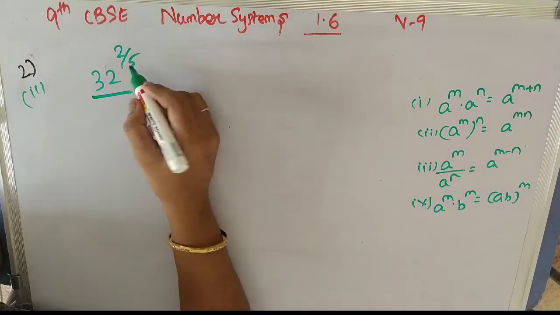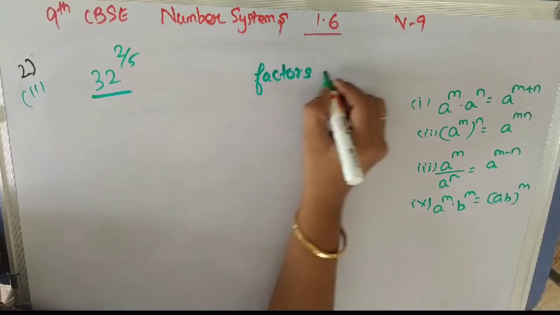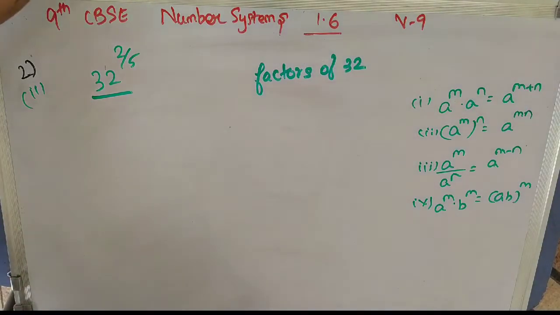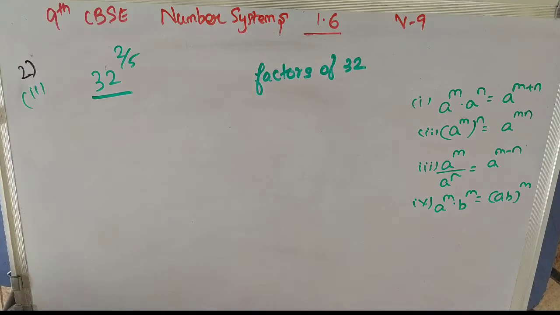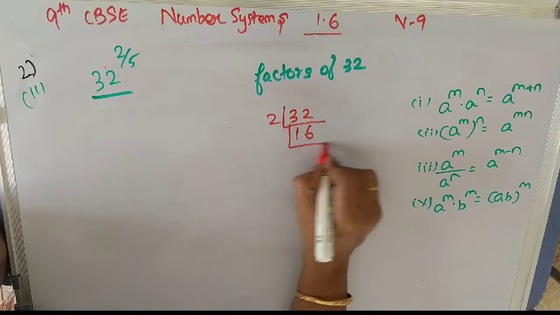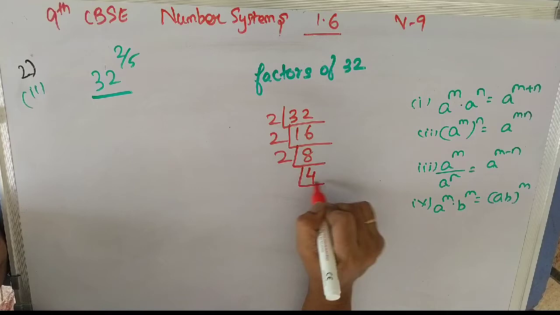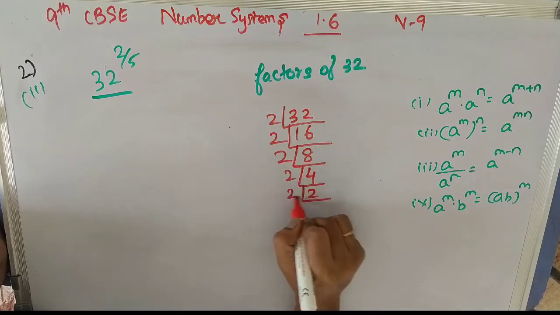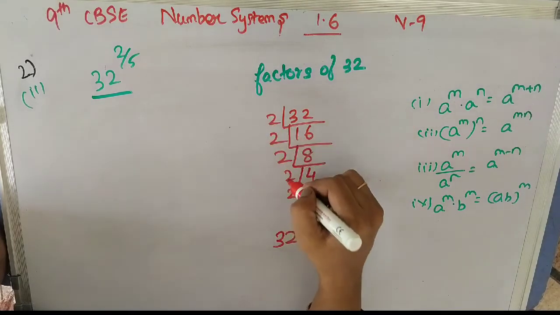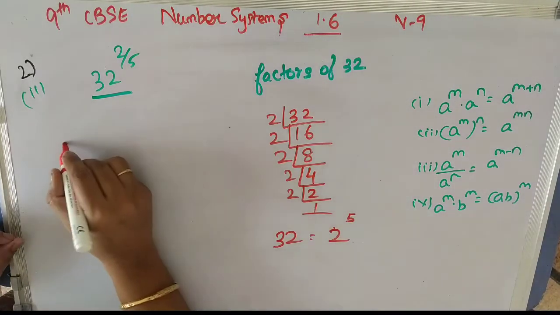Now let's go to the next question. 32 the whole power 2 by 5. First thing we have to do is find the factors of 32. So 32 divided by 2 we get 16. 16 divided by 2 we get 8. Okay. Then 8 divided by 2 we get 4. 4 divided by 2 we get 2. 2 divided by 2 we get 1. So 32 is equal to 2 power 5. I am going to replace 32 with 2 power 5 in the question.